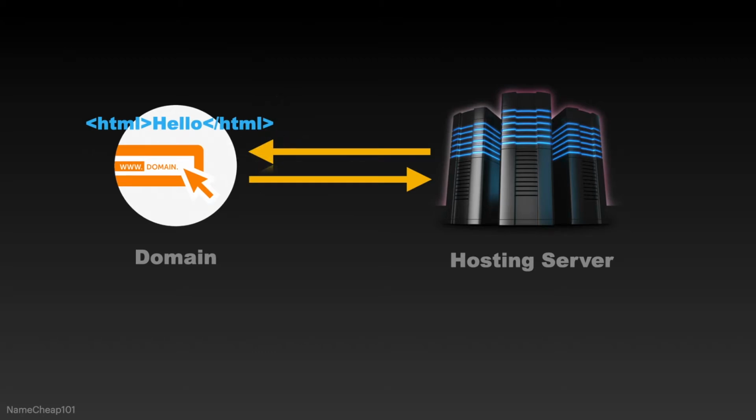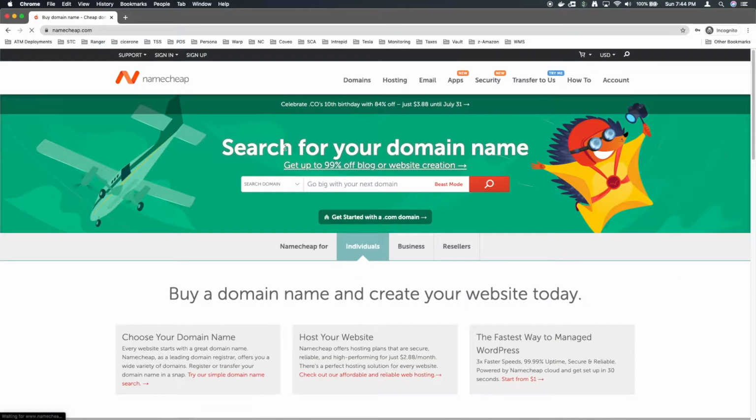So in our case, we need three things: a domain, a hosting server, and a site. It can be HTML or JavaScript. And then we're going to get all three of them and make this site. Let's do it. Go to namecheap.com.